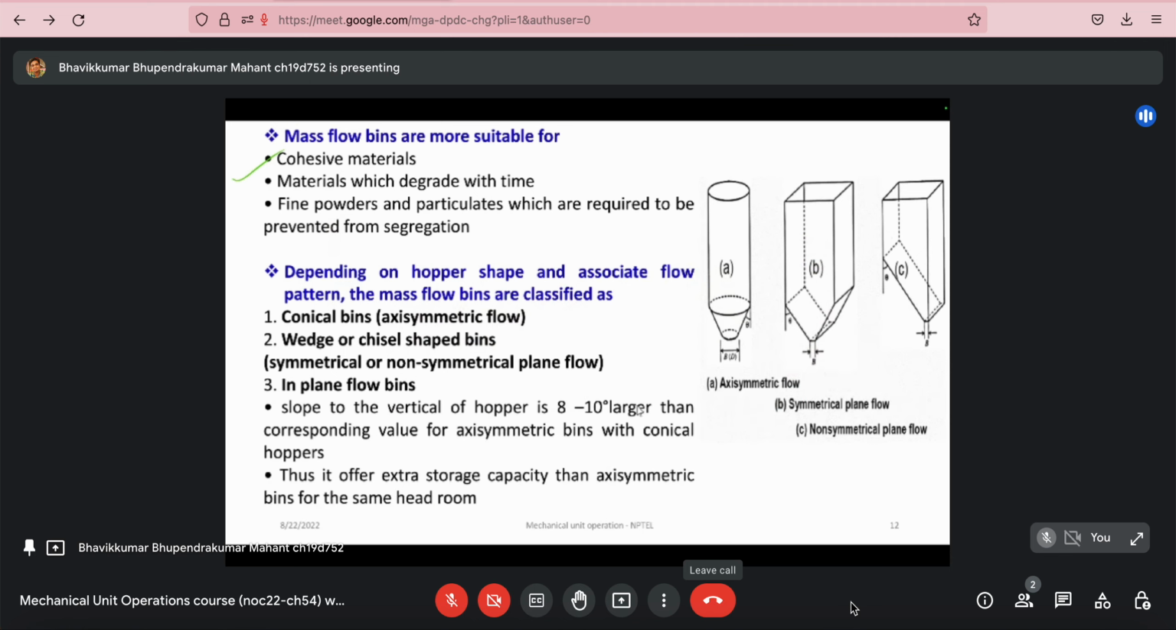Now the slope to the vertical of the hopper is 8 to 10 degrees larger than the corresponding value of axis symmetric bins with conical hoppers. So when you are talking about the vertical hopper, then the slope is 8 to 10 degrees larger than the value of axis symmetric bins, that is conical hoppers. Thus it offers extra storage capacity than axis symmetric bins for the same surface. So it is one thing why we have to move towards these bins. A vertical hopper means plane flow bins, not axis symmetric bins.